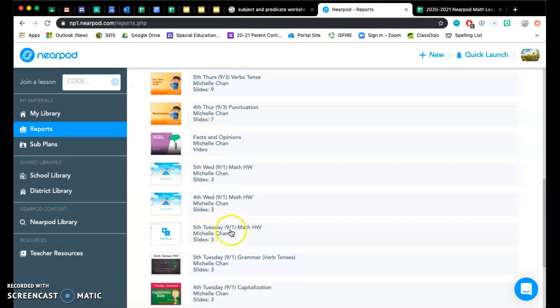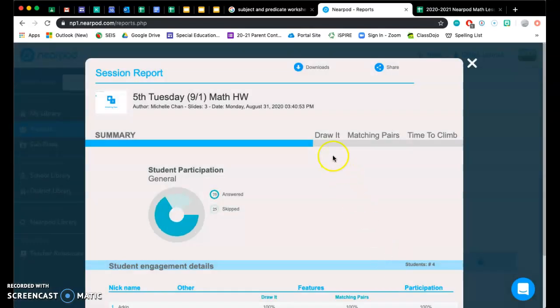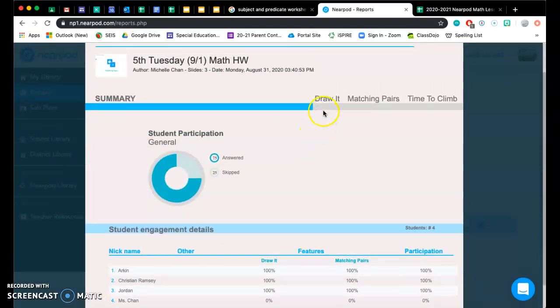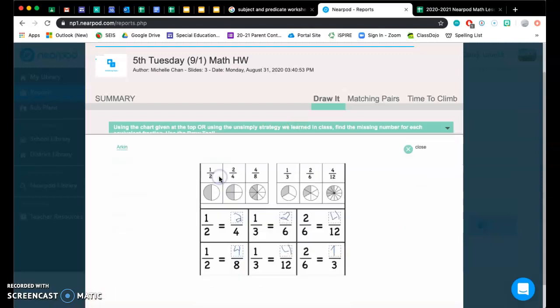5th grade Tuesday, September 1st math homework. Then you're going to click on it, and then you can click on students. You don't have to worry about the first page for the summary, but what I want you to mainly focus on is when I have these draw it worksheets or activities. You can click on it, and then it's going to pop up this green box of my instructions, and if you click down, you'll see that Arkin had submitted a drawing.